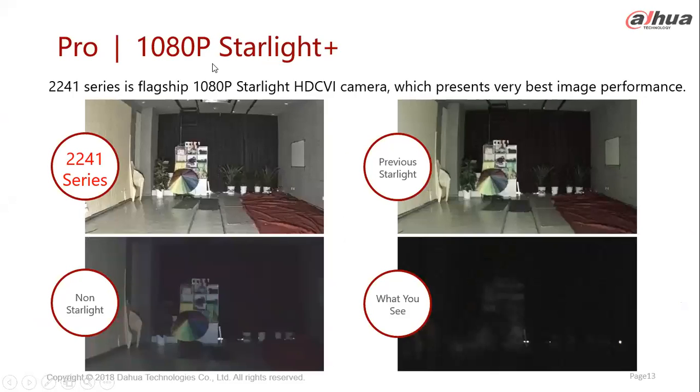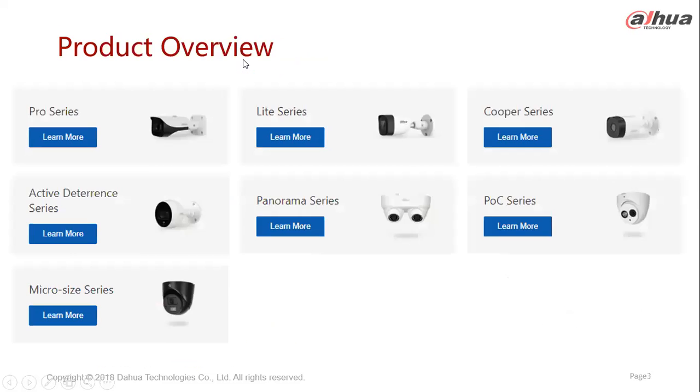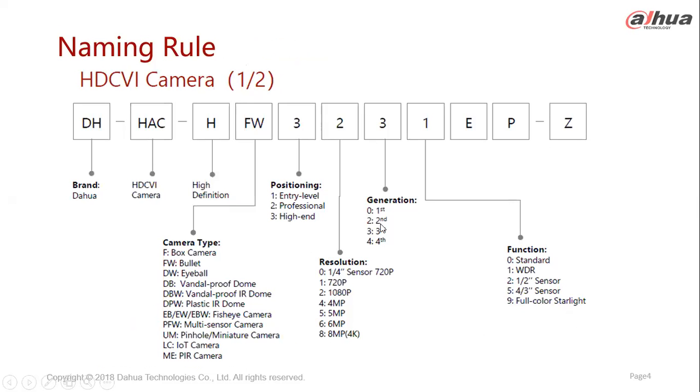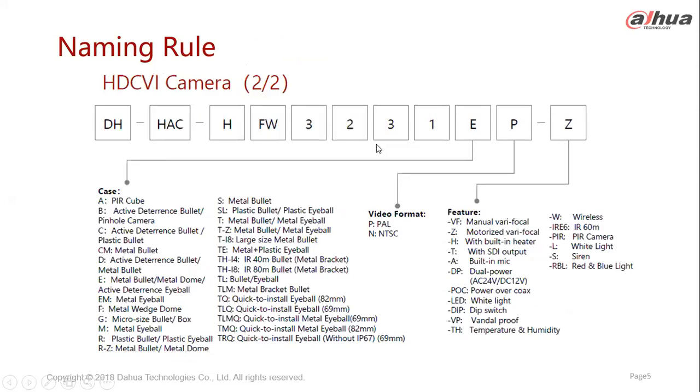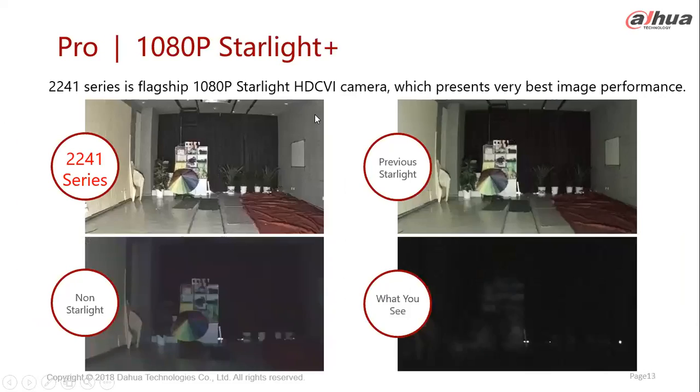Maybe we talk about another product that is a 1080p Starlight. 1080p means 2 megapixels, so the 2 here is between the 2 and the 4. From the 4 you can see the generation is the 4th generation, meaning the higher the generation the better. So 4th generation Starlight HDCVI camera.